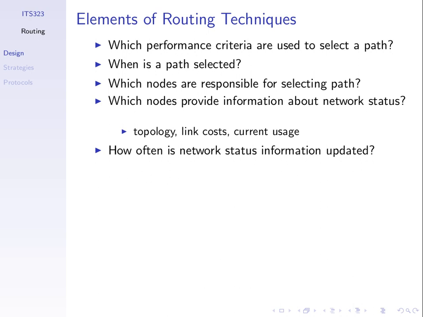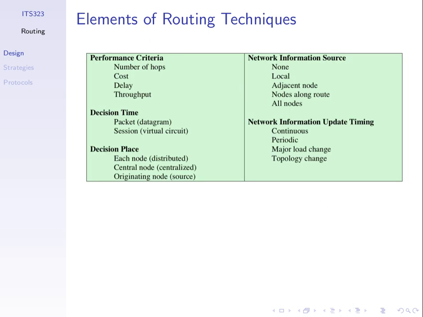When is a path selected? Well, commonly, if we're using datagram packet switching, per packet is one option, but in fact the path may not change across multiple packets. So when we want to send an individual packet, we use some information to determine who to send it to. If we're using virtual circuit packet switching per session, whenever we set up the connection, then in the process of setting up the connection, we choose a path, and then all of our packets belonging to that session or connection follow that same path. So some examples of when do we choose? When we want to send a packet or packets belonging to an entire session.